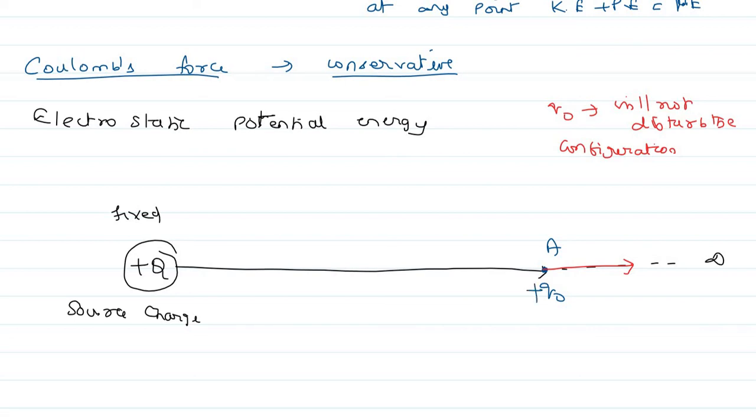Now, when I keep the positive charge Q naught, it will experience an electrostatic force of repulsion given by Fe, acting in this direction. Now I want to bring this charge from A to the point B. I don't want this charge to stay at A, I just want it to move from A to B. But there is a villain: the electrostatic force will not allow me.